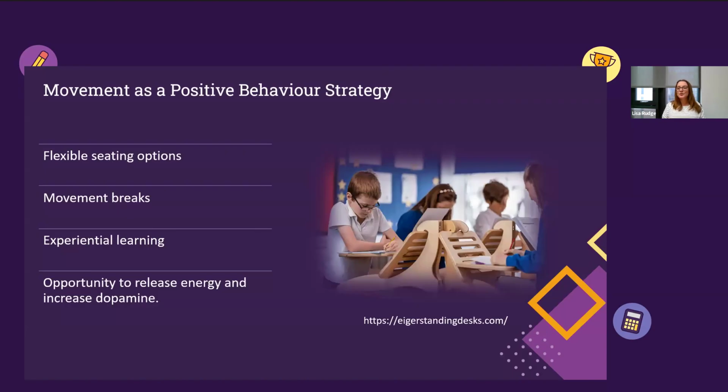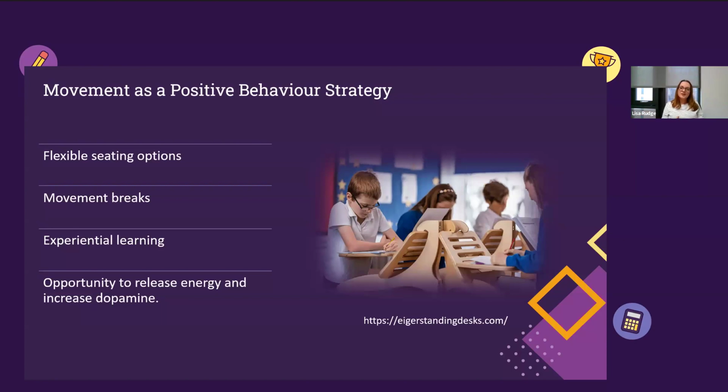As I said before, movement's great. We can put movement in lots of different ways. We can put big movement in, so we can have activities where we move. We can have dance, we can have outdoor play, we can have climbing. But like I said, those big activities aren't always appropriate in all settings. What else can we do?